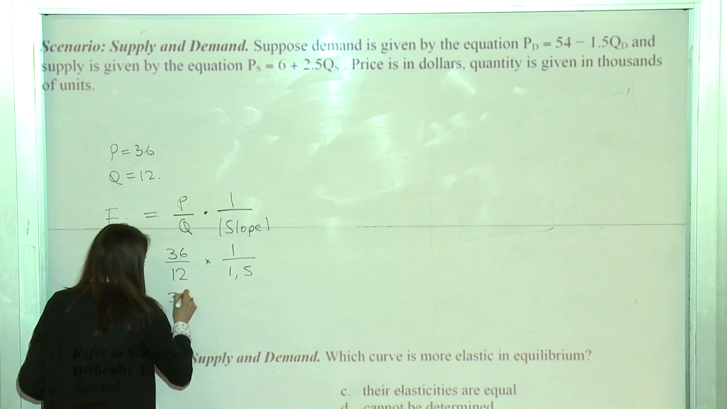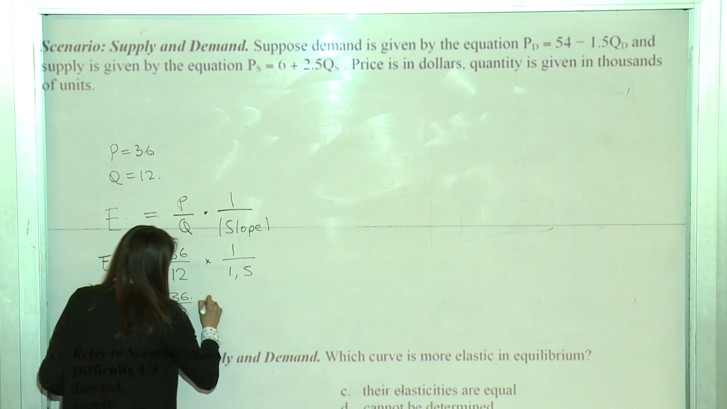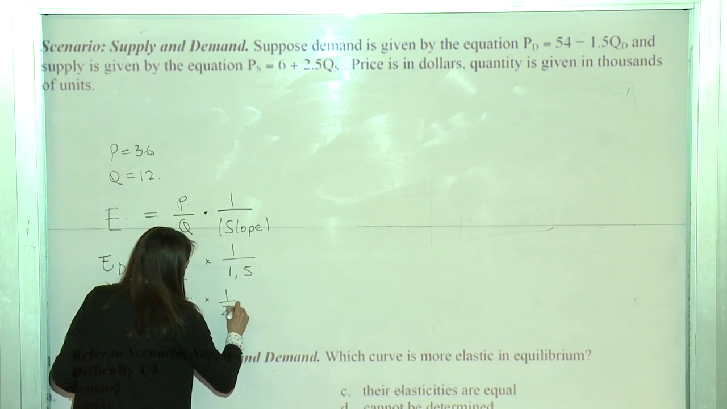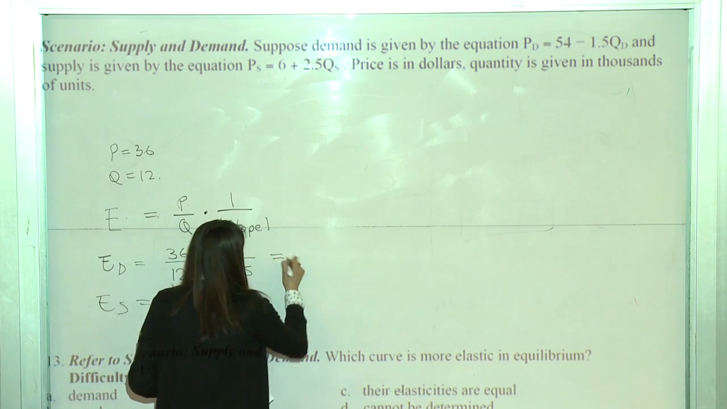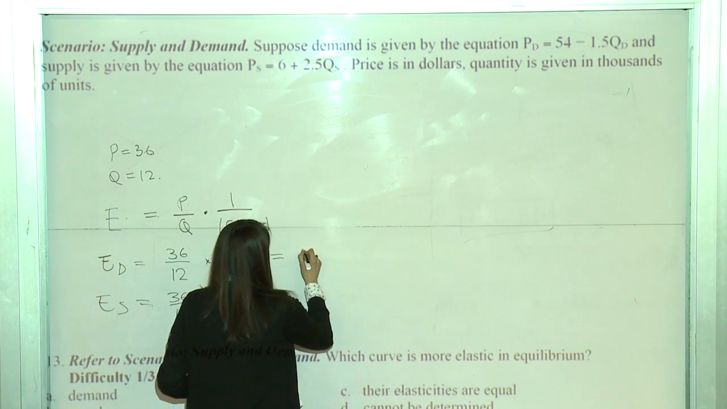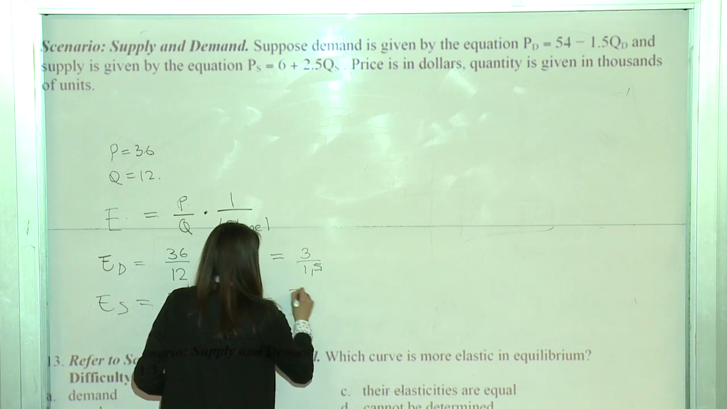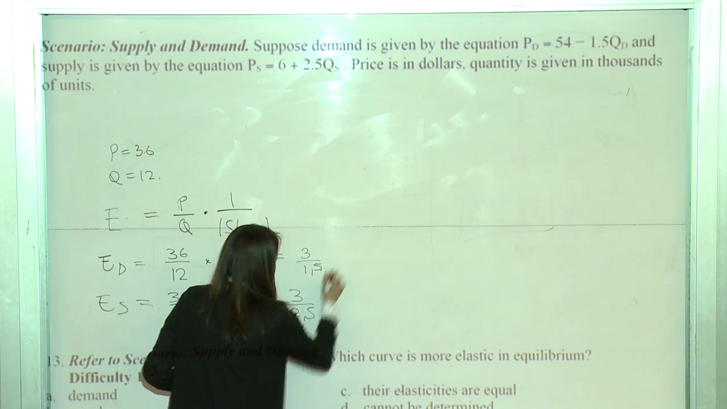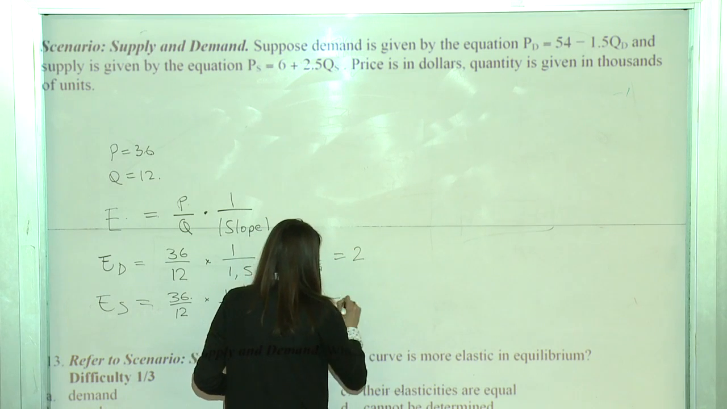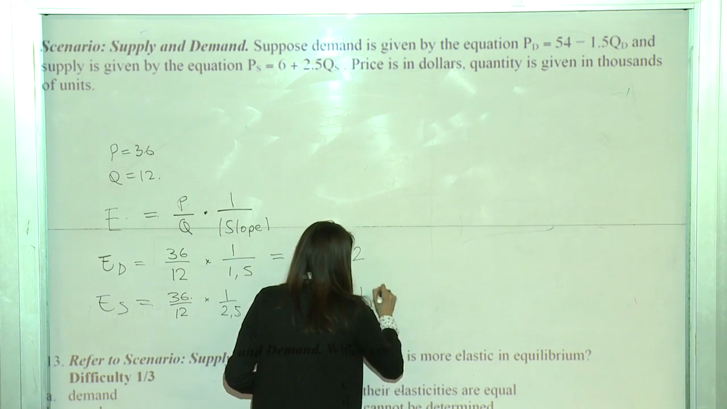So then for supply, 36 divided by 12 times 1 over 2.5, okay? And 36 divided by 12 is 3. This is 3 divided by 1.5, and this is 3 divided by 2.5. This is 2, and this is 1.2, okay?